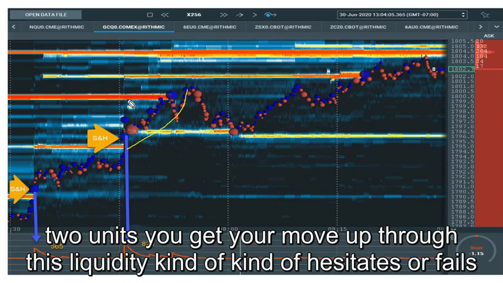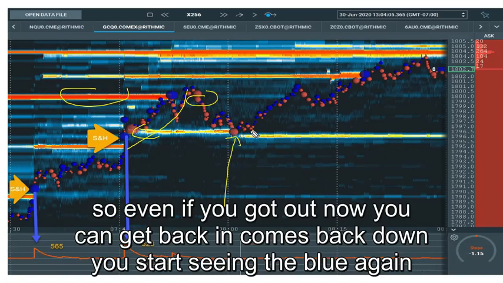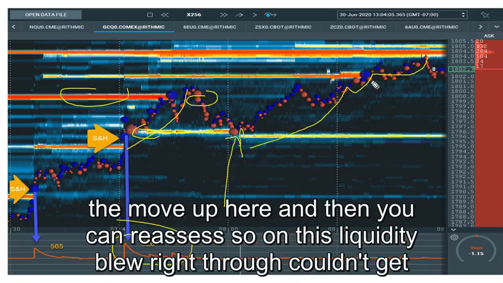You get your move up through this liquidity, it kind of hesitates or fails. You can definitely be out of some here. But you see again, here's the retest of that exact area. So even if you got out, now you can get back in. It comes back down, you start seeing the blue again, re-enter, because this area is very, very important. This is a lot of size. And then you catch the move up here, and then you can reassess.